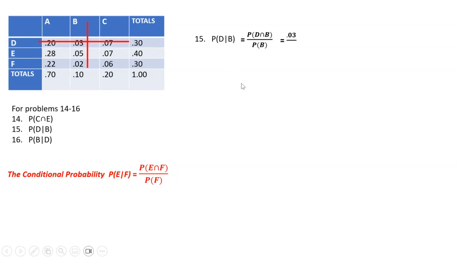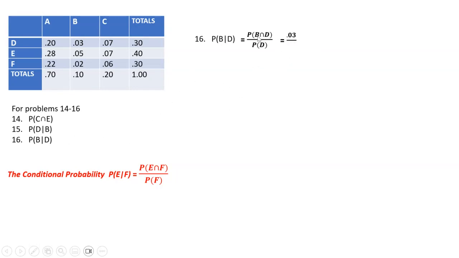Okay, now, what's the probability of B? The probability of B, right, so we go to B, and it's going to be the total. So it's going to be 0.10. Right, so 0.10 goes there. We use a calculator. It's going to give us 3 over 10. That's my answer.